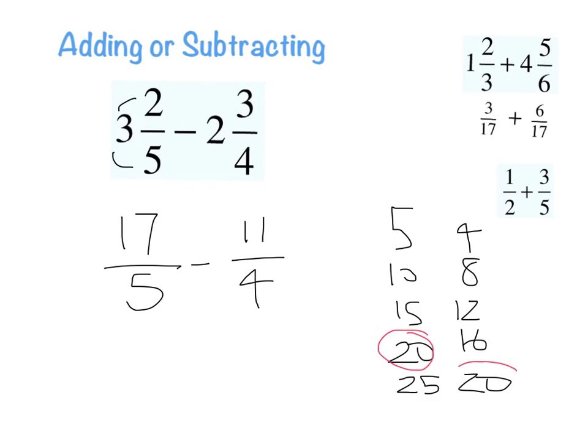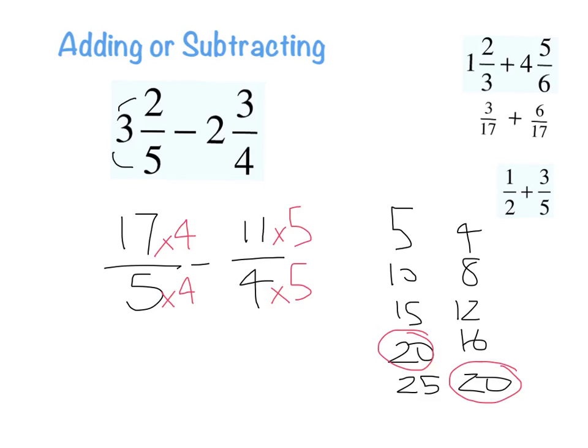20 common. Okay, what have I had to do to 5 to get to 20? I've multiplied it by 4. What I do to the bottom, I do to the top. And 4 I have multiplied by 5. So, 17 times 4. Do not get out your calculators, okay? You can do this in your head.